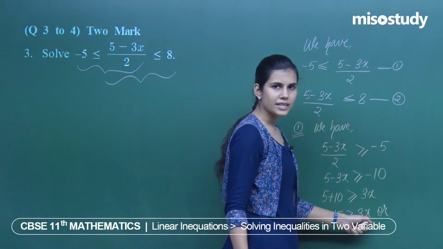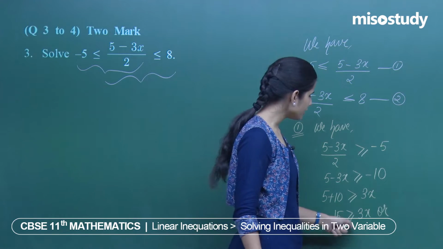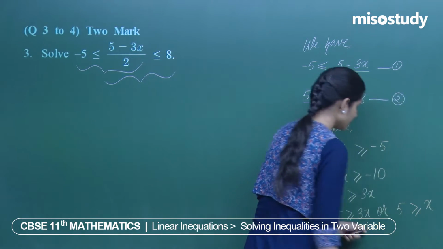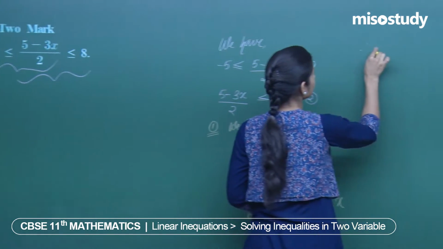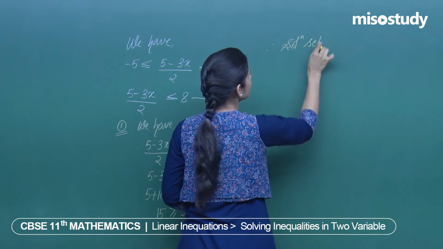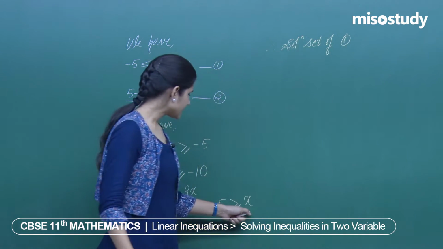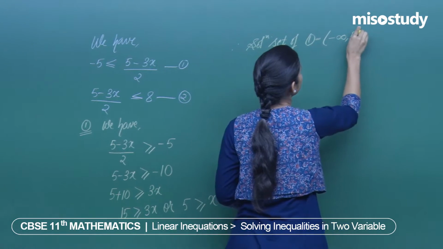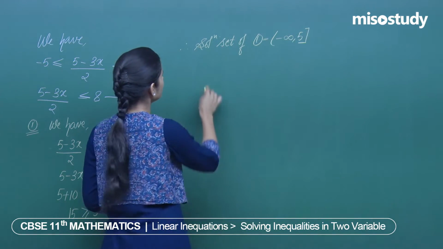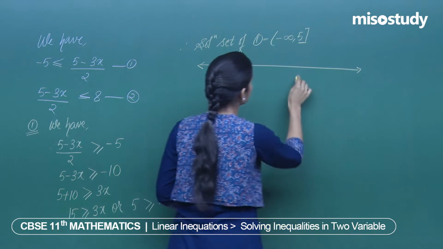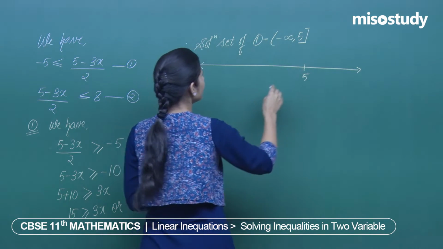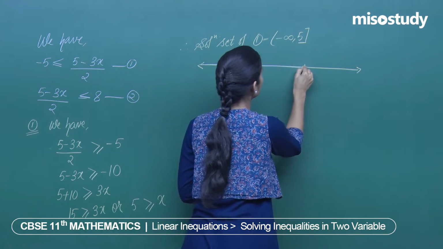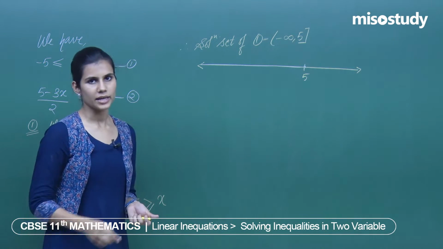The next step, in order to leave x alone, I will be dividing both sides by 3. 3 is positive, the inequality won't change. 15 divided by 3 gives me 5, 3x divided by 3 gives me x. And therefore, the solution set of the first inequality is x less than or equal to 5. That means (minus infinity, 5], 5 closed. That means if this is 5, I am including 5 and everything before 5 up till 5 is the solution on the number line.